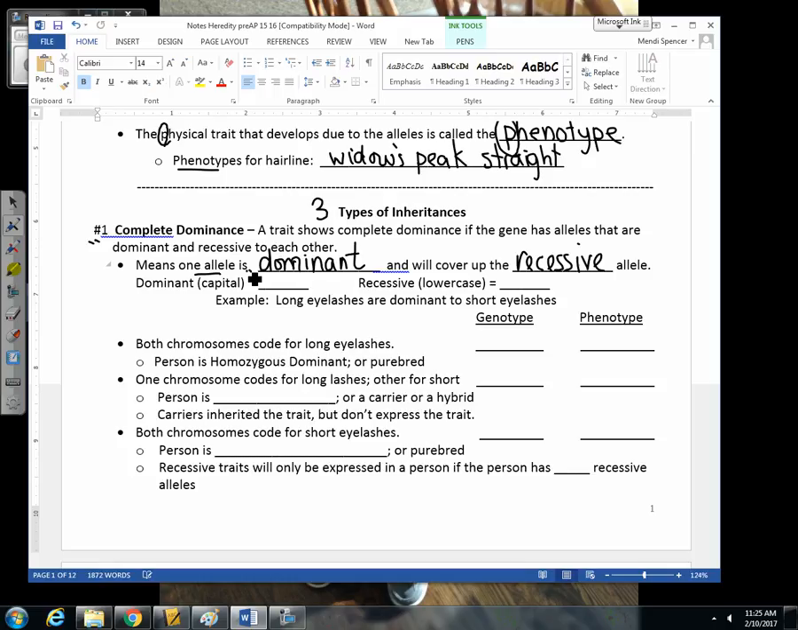So for example, with eyelash length, they can have long eyelashes or short eyelashes. Since long lashes are dominant to short lashes, I'm giving you that information right here, then we're going to use a capital L to represent an allele for long eyelashes. And we're going to use the same letter, a lowercase l, to represent the allele that codes for short lashes. So if we know that someone has two chromosomes and both have alleles for long lashes, the genotype of this person would be big L, big L. Remember, genotype is the letters that represent the genes or the alleles that you inherited. The phenotype is the physical. What we would see: long lashes.